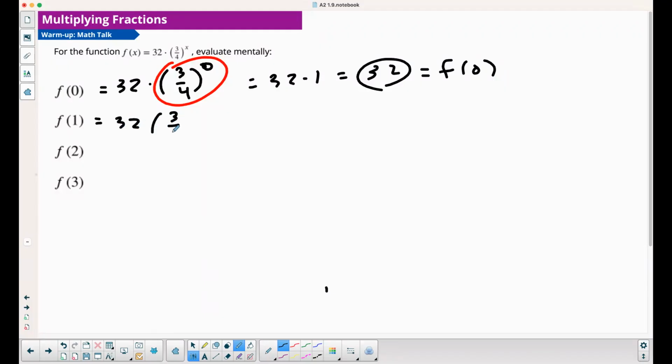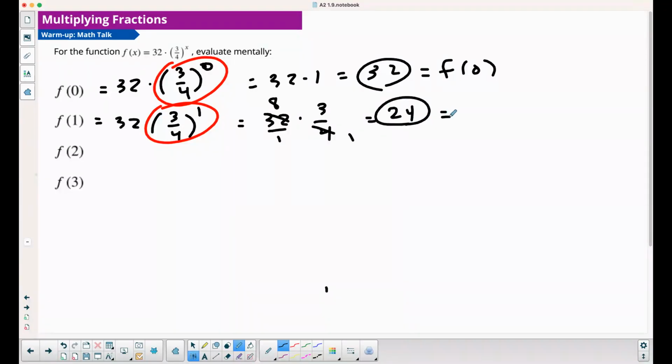Next, 32 times 3/4 to the first. Again, same idea here. You've got to do this first. So 3/4 to the first is just 3/4. Again, I'm not using a calculator, so I'm going to put this over 1. And then this 32 and the 4, I'm going to cancel these. So 4 goes into 32, I believe, 8 times. So now it's just 8 times 3, and 1 times 1 is just 1. So 24, and that equals f of 1. So that means the first term, f of 1, is 24.